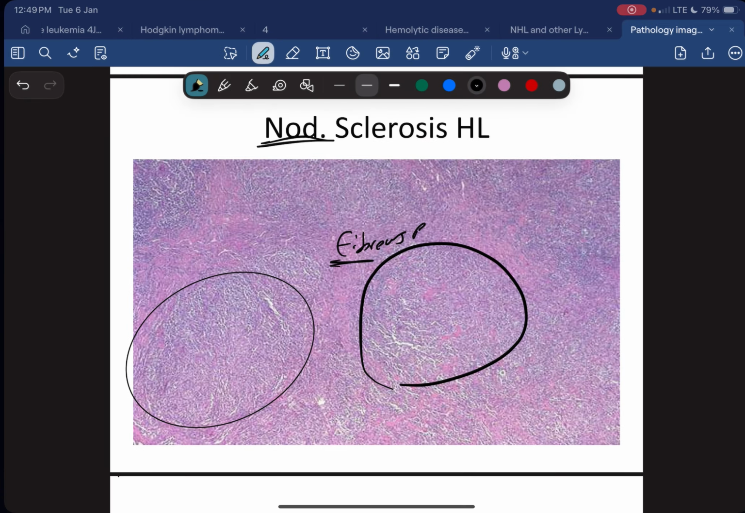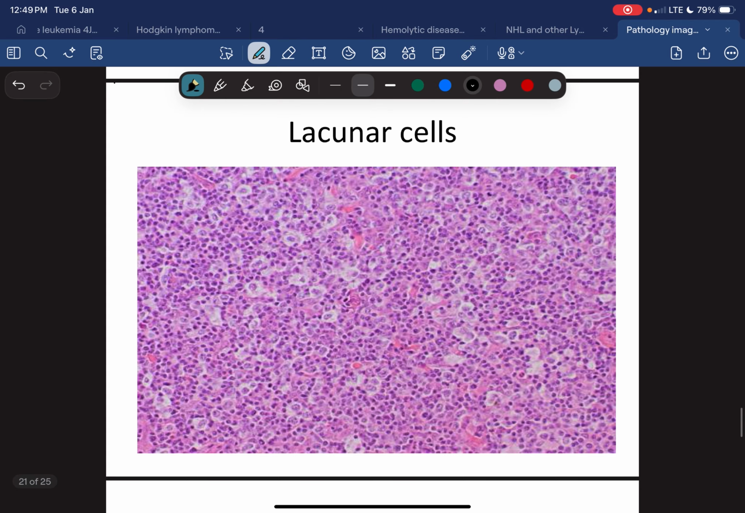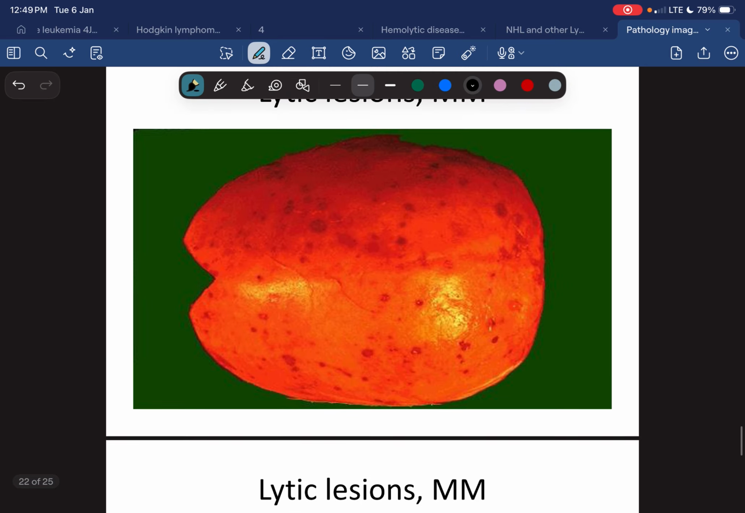Other variant of RS cells seen in the classical subtypes اللي هو lacunar cells. Lacunar cells with perinuclear clearing or halo. This perinuclear clearing related to what? The processing اللي هو formalin fixation for the tissue before slide examination.